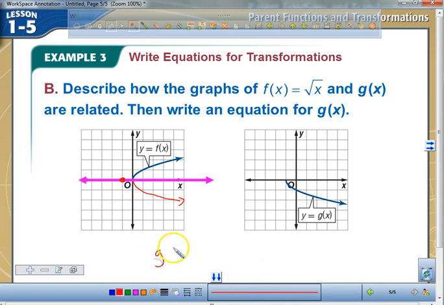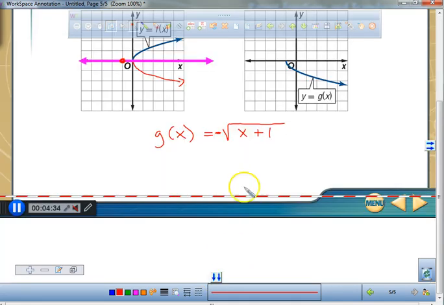So, g of x equals the square root. Now, what we're going to do is we have to do what? Reflect this across the x-axis. So we got to make this not positive. We got to make this negative. And it slid over 1 unit to the left, so we have to say x plus 1. Now, why do we have to say x plus 1? Because what number plus 1 gets us back to 0? Negative 1. That's why we have to say x plus 1 and not x minus 1.